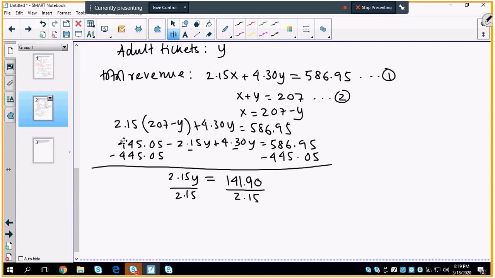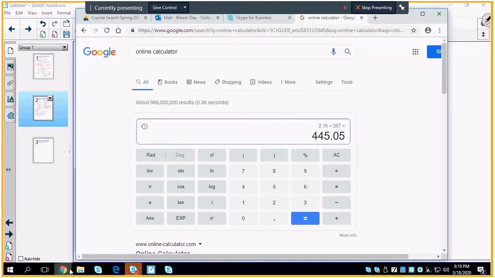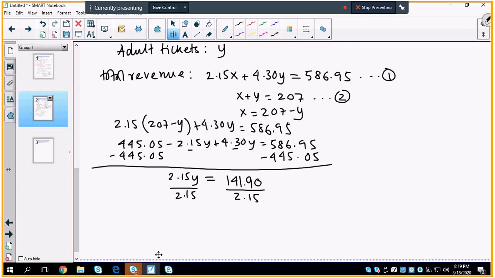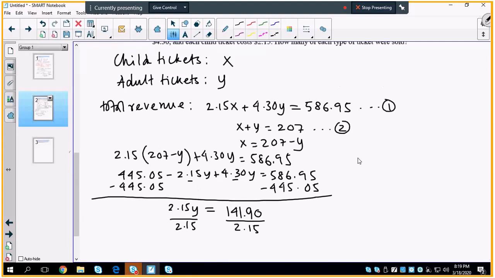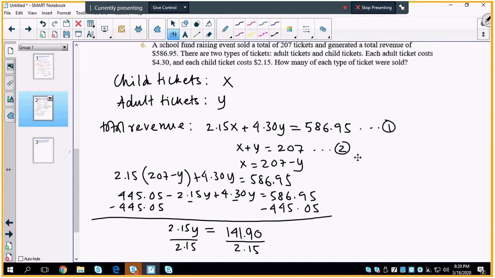So let's do it again in our calculator. So 141.9 divided by 2.15. It's around 56.76. So it should be a whole number, and because I'm not getting a whole number, I would like to check my work one more time. So let's see whether I have written down everything right.